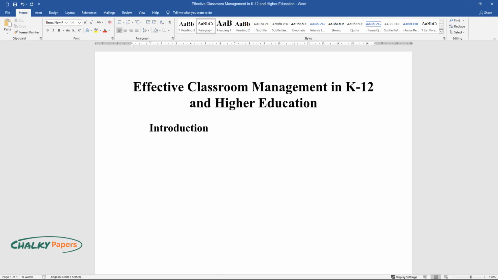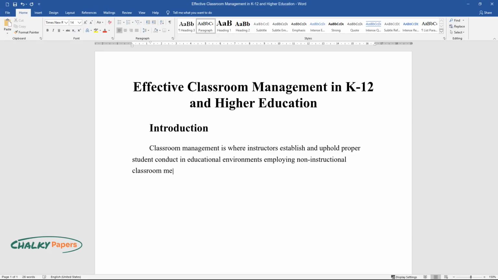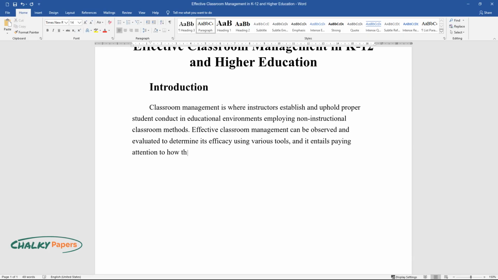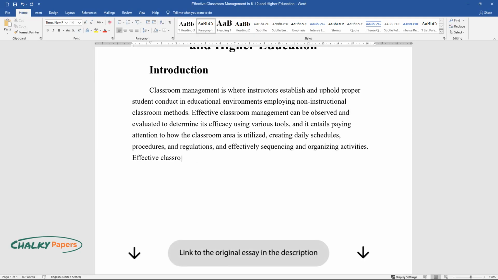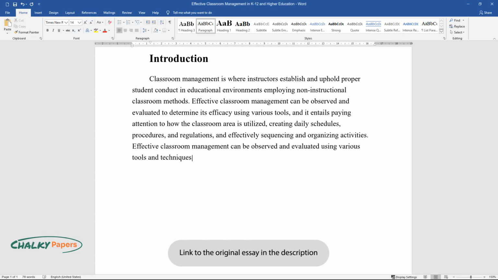Introduction. Classroom management is where instructors establish and uphold proper student conduct in educational environments employing non-instructional classroom methods. Effective classroom management can be observed and evaluated to determine its efficacy using various tools, and it entails paying attention to how the classroom area is utilized, creating daily schedules, procedures, and regulations, and effectively sequencing and organizing activities.